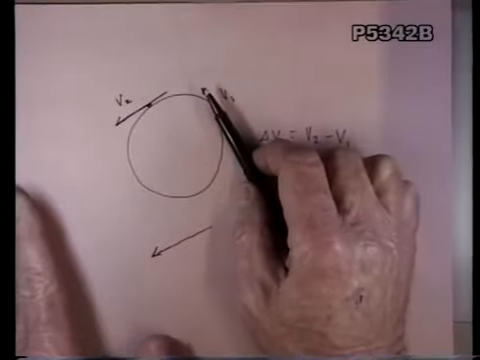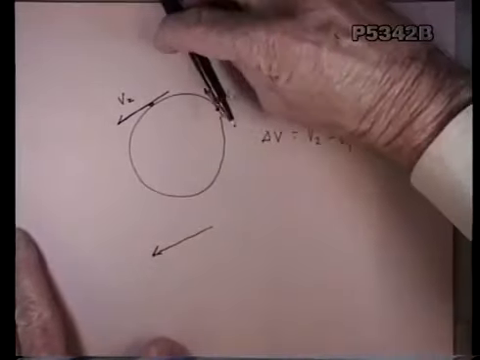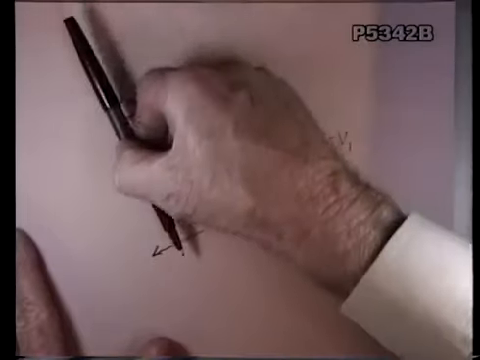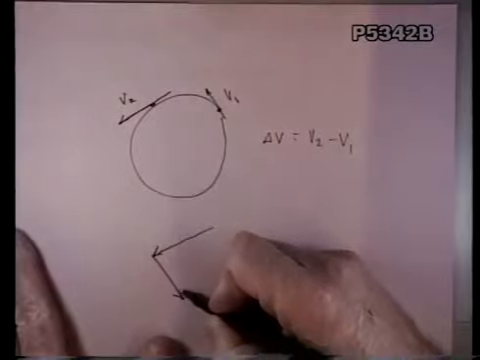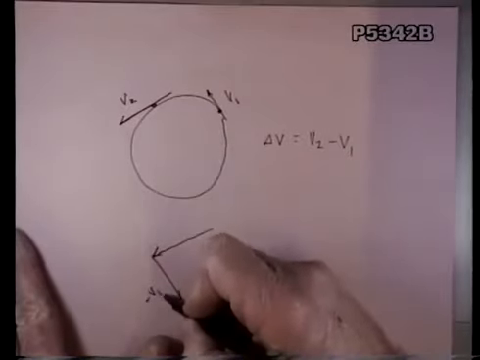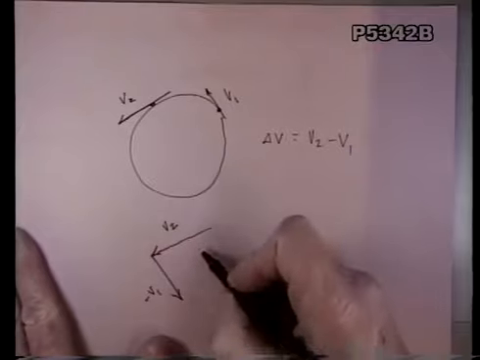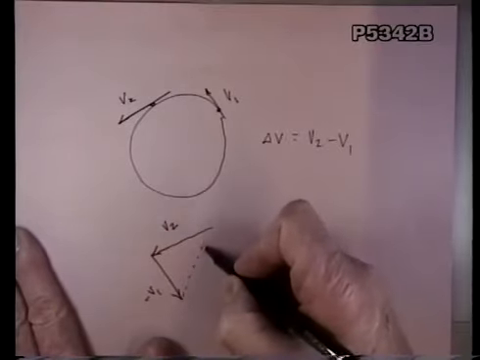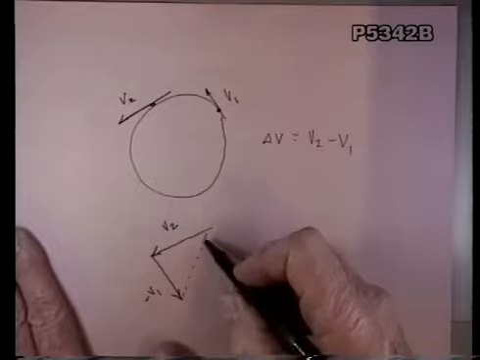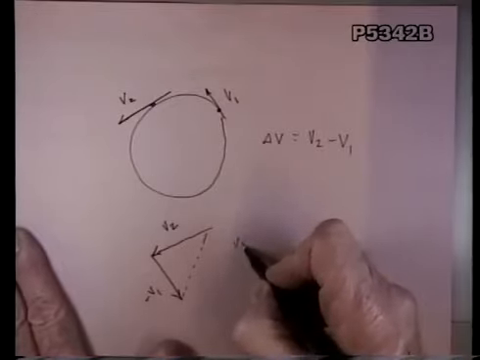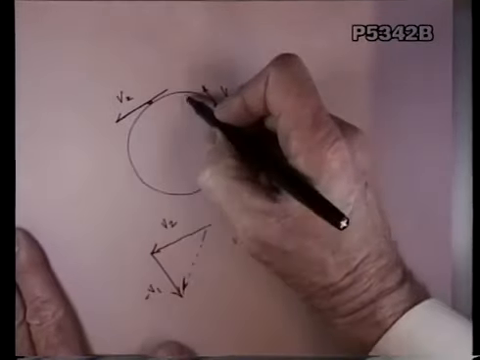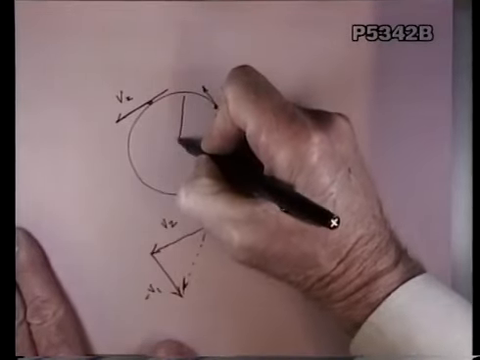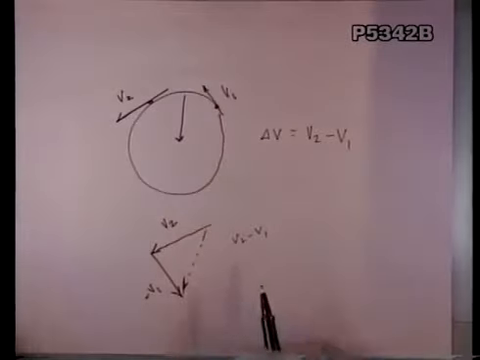So I have to take V2, there's V2 right there, and I have to take negative V1. This is V1, so negative V1 must point in this direction. So I'm going to take negative V1 and put that head to tail. I'm going to put negative V1 right here. This is V1, this is negative V1. So my diagonal line right here is V2 minus V1. And notice that it's going to point in this direction. V2 minus V1 is going to point toward the center of this circle.